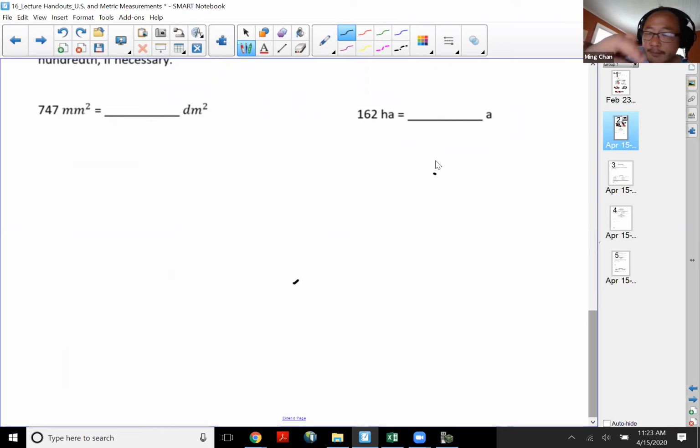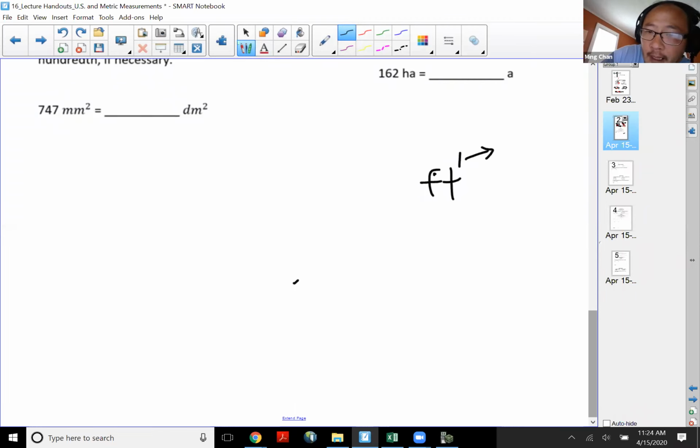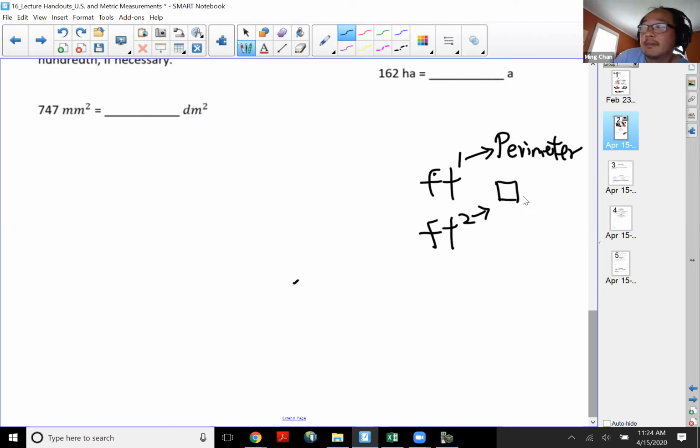Whenever you see, I'm using feet for example, whenever you see just feet, feet means feet to the first power. That first power actually means linear. In terms of geometry, it also means perimeter. Okay, whenever you hear people say square feet, square something, the word square means you have a square. Literally, it means you have a square, but it also means area.